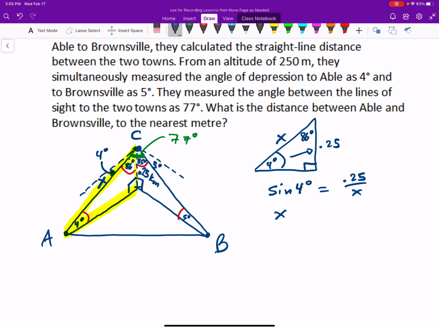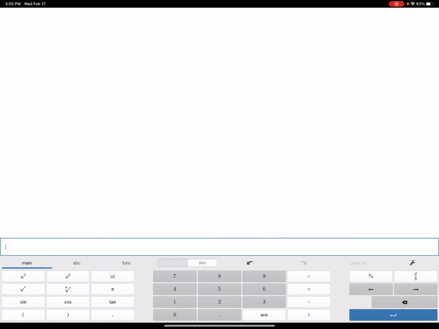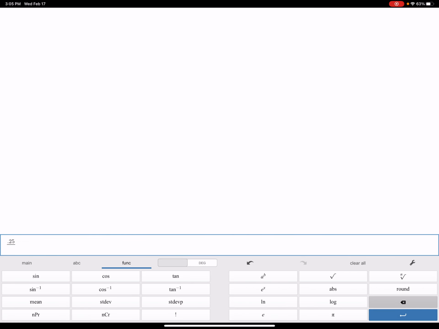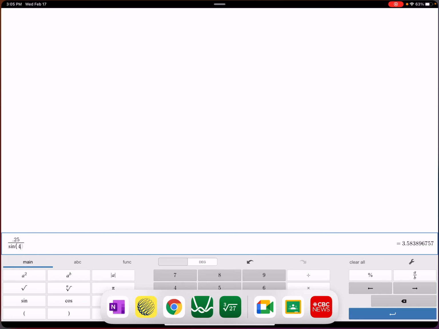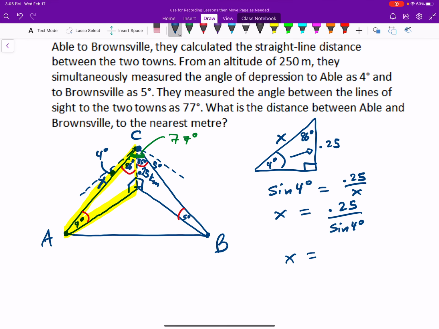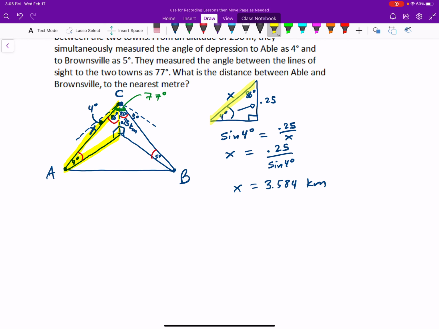If I rearrange this, multiply both sides by x, divide both sides by sine 4 degrees, then I've got whatever 0.25 divided by sine 4 is. Let's see. 0.25 divided by sine 4 equals 3.584, and that would be in kilometers because the 0.25 is in kilometers. Okay, so that's that triangle I did in yellow.